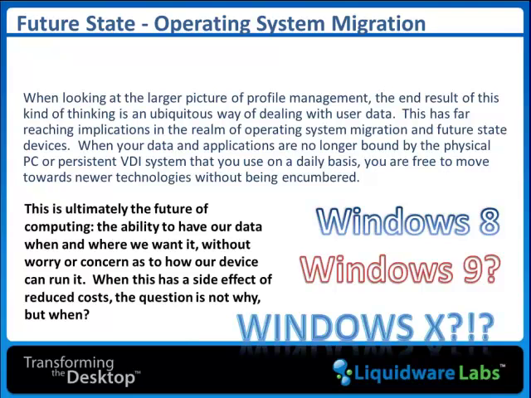So when your data and your applications are no longer bound by the physical PC or persistent VDI system that you use on a daily basis, you're free to move towards newer technologies without being encumbered. And this is ultimately the future of computing, to have the ability to have our data when and where we want it without worry or concern as to how our device can run it. This has a side effect of reduced costs, but the question is not why, but when. And with Profile Unity and FlexApp, when is now. How is with Profile Unity and FlexApp, and why is more like why not.